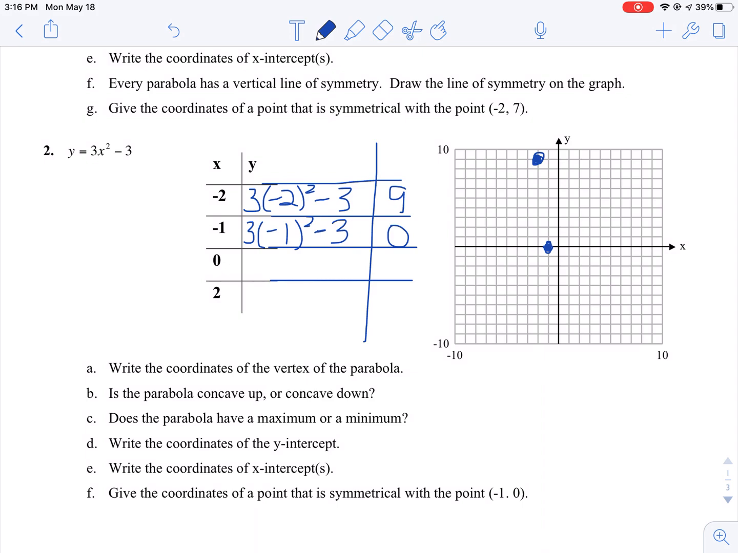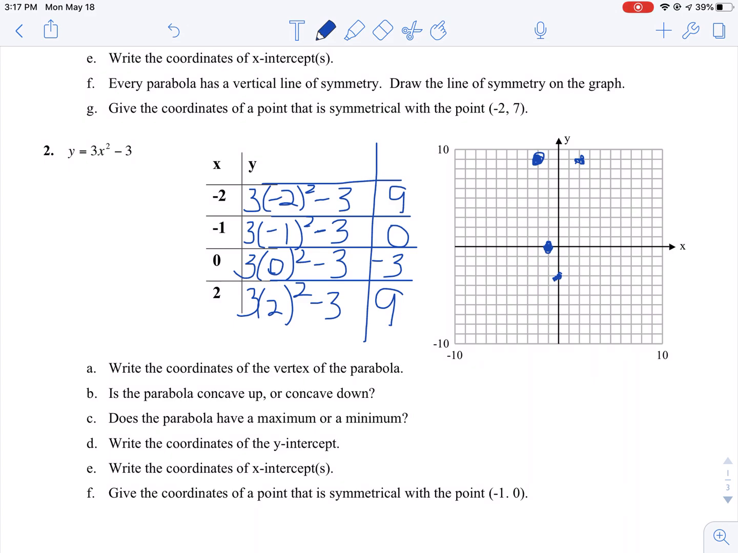Add 0 in for x, I'm going to have 0 squared minus 3. So this gives me a negative 3. So 0, negative 3 is on the parabola. And then putting a 2 in for x, I'd get 3 times 2 squared minus 3. 2 squared is 4 again, times 3 is 12, minus 3 is 9. So at x equal to 2, I'm up here at 9 again. So it looks as though this y-axis is our axis of symmetry.